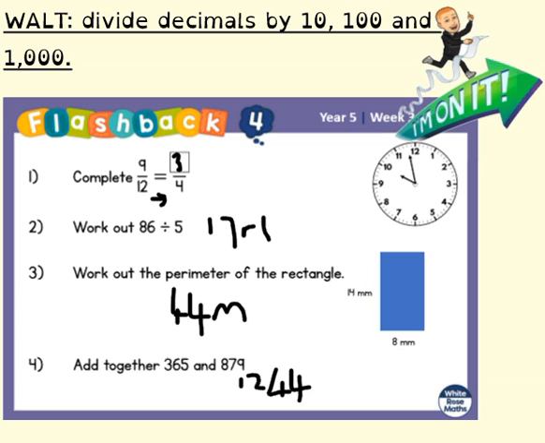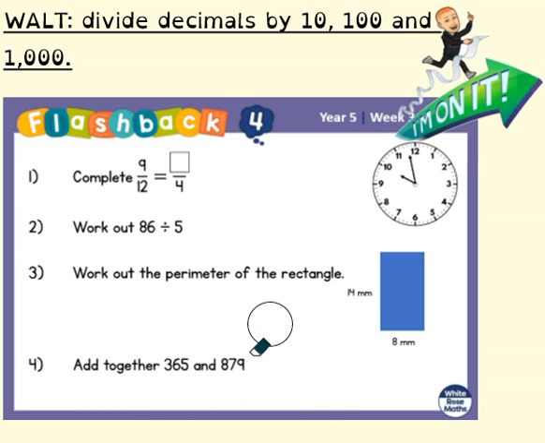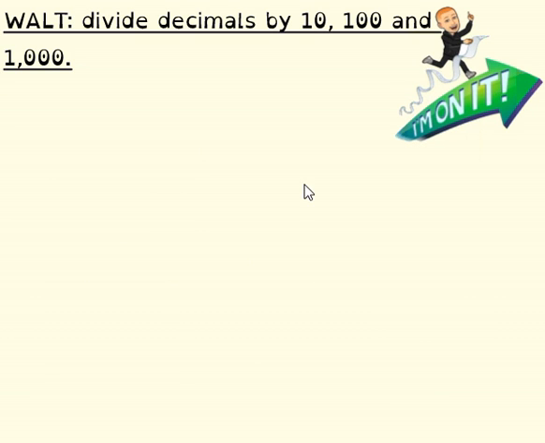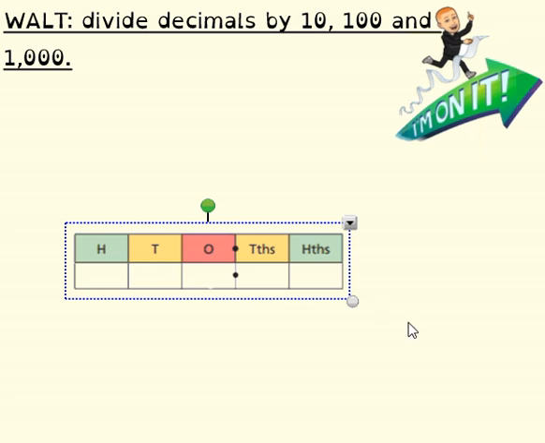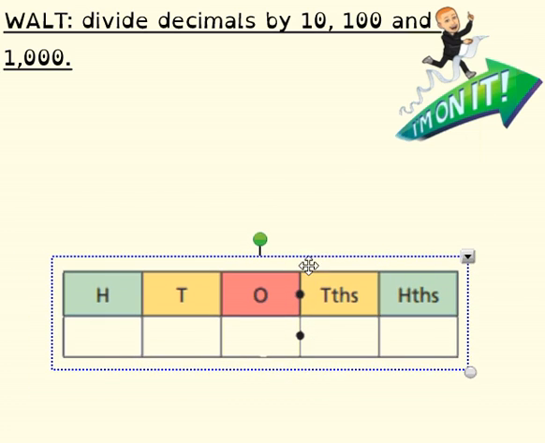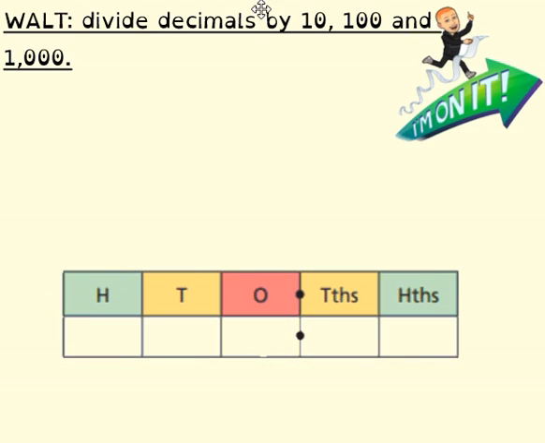Let's get into today's lesson. As I've just said, the focus is to divide decimals and whole numbers by 10, 100 and 1000. Similar to what we did yesterday, in fact very similar, however we're doing the inverse. So yesterday we looked at multiplying by 10, 100 and 1000. Today we're going to do the inverse.